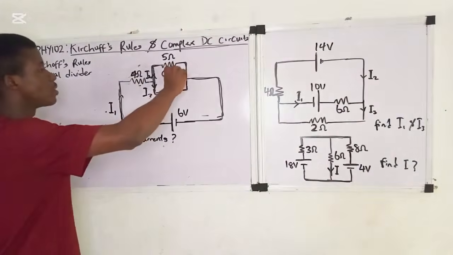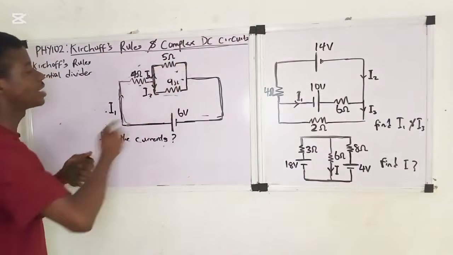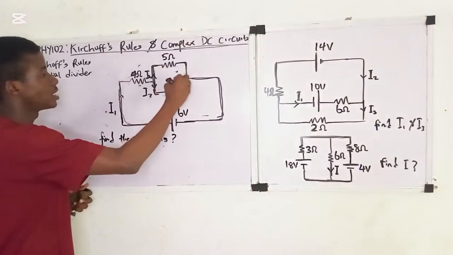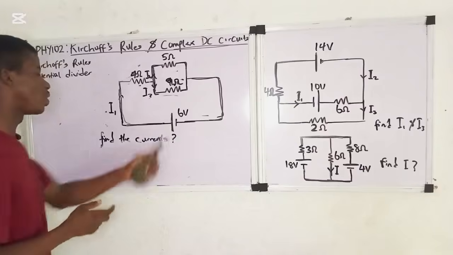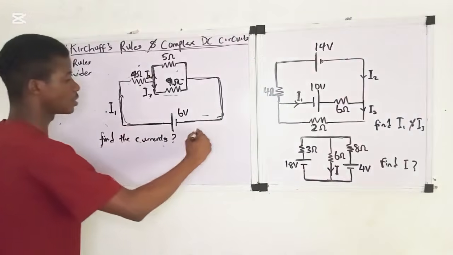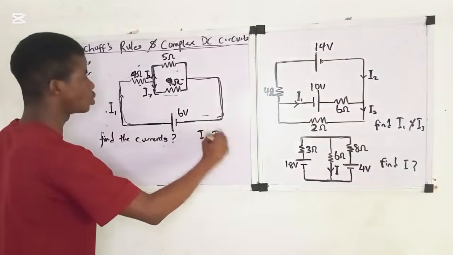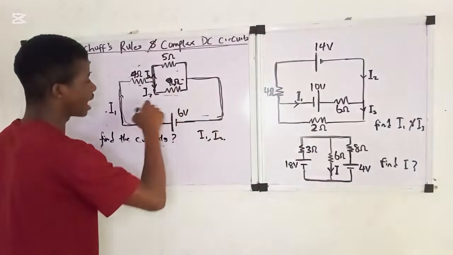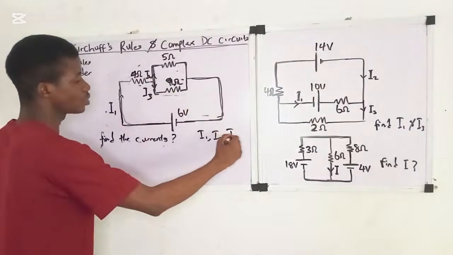All right. Now let's solve this question. In this question, they're telling us to look for, they say find the currents. It means that we are looking for what? I1, I2, and I3, right? Looking for I1, I2, and I3.